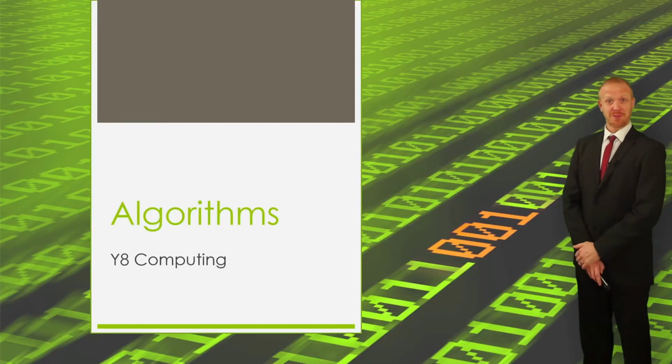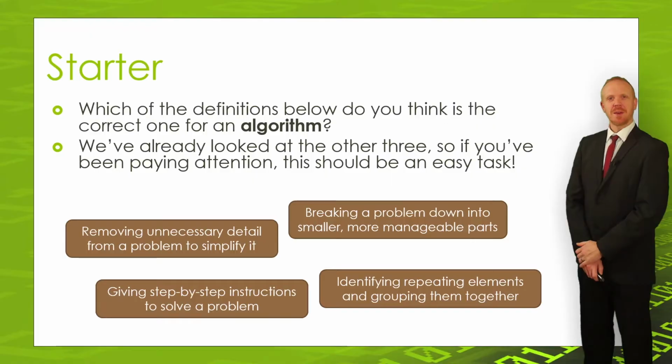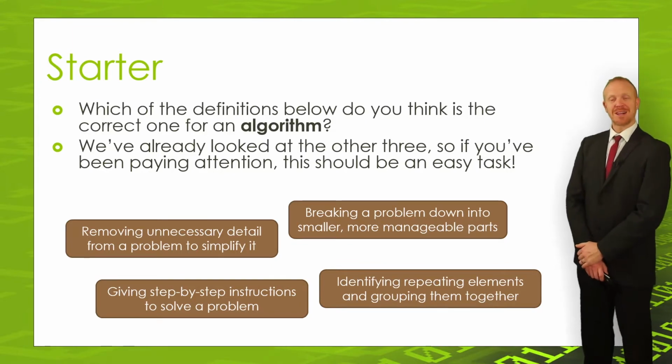Hello and welcome to the fourth and final topic in the computational thinking unit for computer science. This one is algorithms. As always, there's a standard starter, which is: which of these four definitions is the correct one for algorithms? We've already done the other three, so if you've been paying attention over the last few weeks, this should be pretty straightforward. You've got 10 seconds.